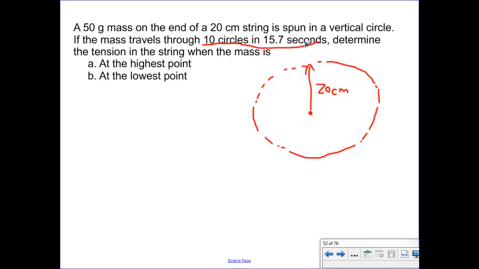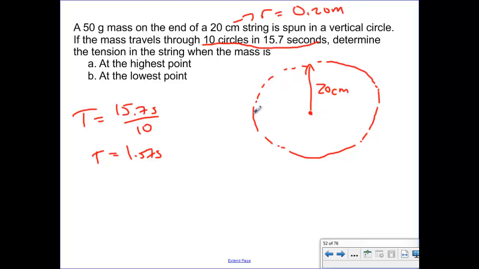What does this information help us find? Sure, period or frequency, depending on which way I divide them. If I want to find my period, do I do 10 divided by 15.7 or 15.7 divided by 10? If we do 15.7 seconds divided by 10, then 1.57 seconds is my period. Frequency would be 10 divided by it, the reciprocal. So I have period. This guy right here is a radius. What do I have to do to this radius to make it work in our formulas? Okay, this will have to be 0.20 meters.